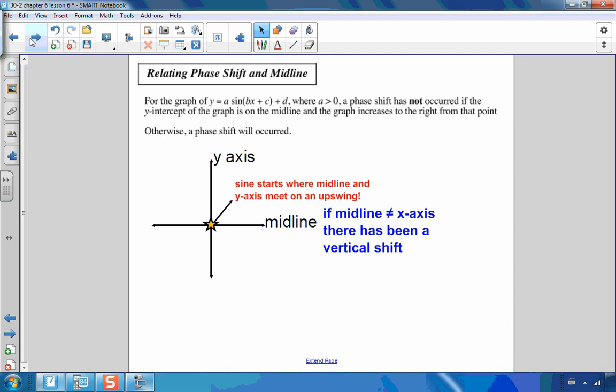Okay, relating the phase shift and the midline. We can actually use the starting point of sine to see if there's been a vertical shift. Now, sine starts where the midline and y-axis meet, right there at the start on an upswing. So if this midline is not the x-axis, there's been a vertical shift.